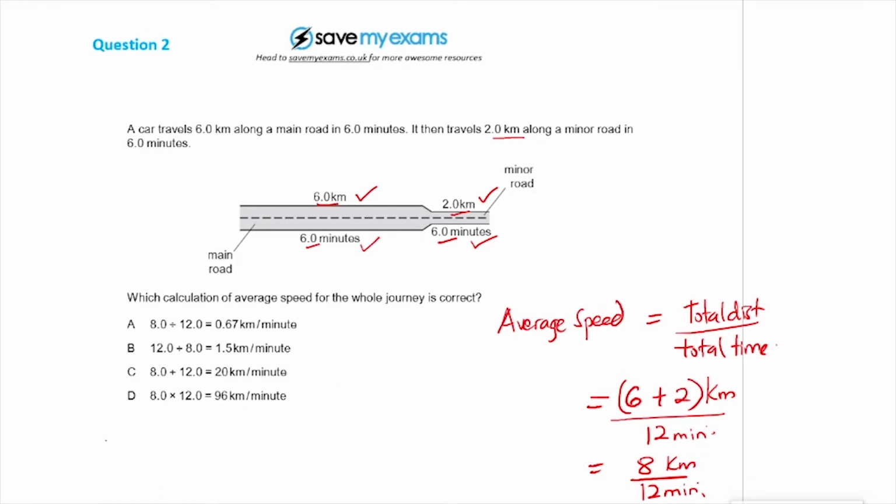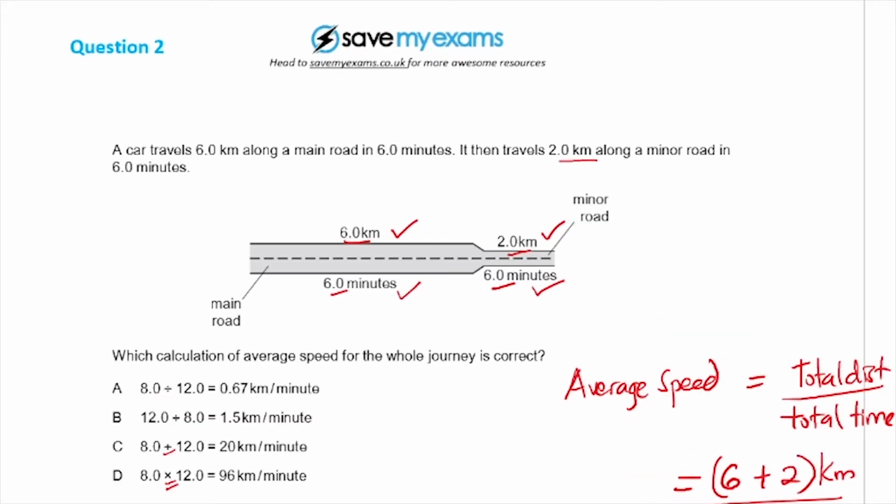And if you look at the workings here, 8 kilometers, it's supposed to be divided by, so this is out because it's multiplication, this is addition, that is also out. So we have these divisions here. So it is 8 kilometers, divided by 12 minutes. So the answer is A.